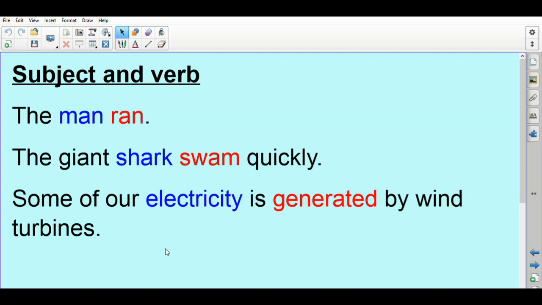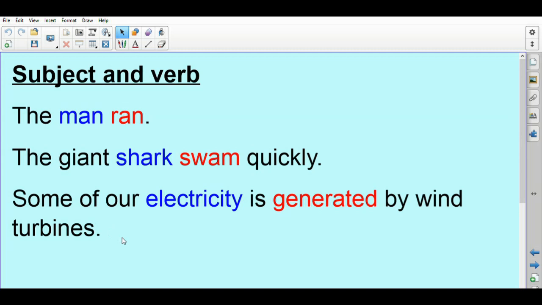Okay, the second sentence, the giant shark swam quickly. Now our subject is the shark. We've added a bit of description of the shark. There's a giant shark and the shark swam. And we've added an adverb to say how the shark swam, that it swam quickly. But our subject is shark and our verb is swam.